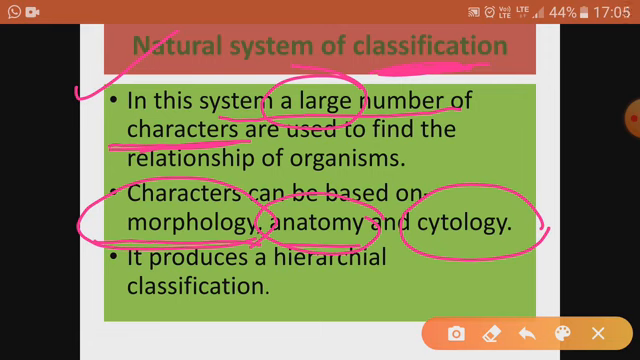So they were very particular this time in the natural system of classification. In the natural system of classification, scientists started taking a large number of characteristics into consideration. They took morphological characters, outward characters, and anatomical characters, internal structures, into consideration, not only outer structures. They were going very deep, studying the cell of the organism, and then classifying them into different groups and subgroups, and it produced a hierarchy of classification. Proper classification was done.